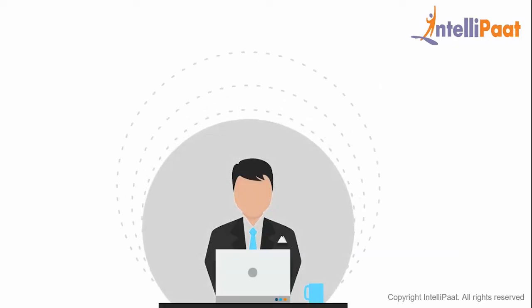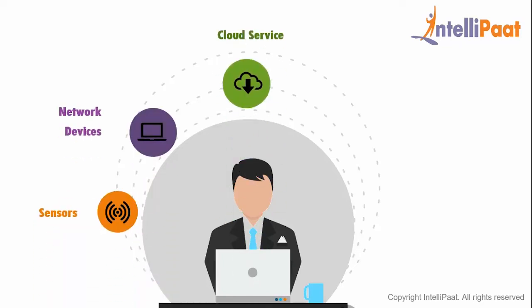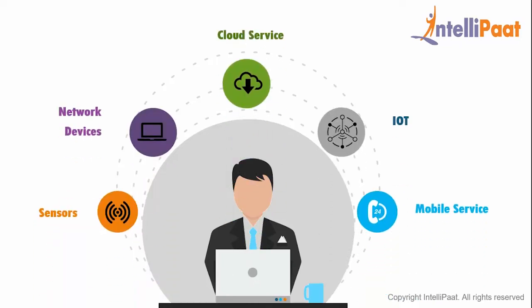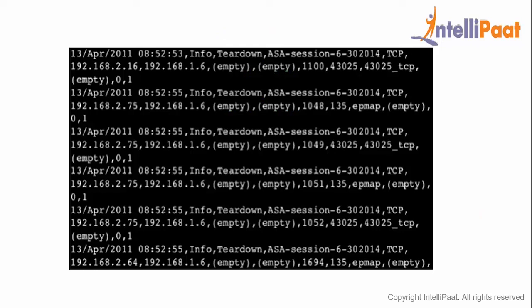Consider that you're working as a system administrator in some organization. In this organization, the data can be generated from different sources, such as sensors, network devices, cloud services, Internet of Things, and mobile services. And the data generated from these sources will be in the form of unstructured machine data. For example, machine data looks something like this.